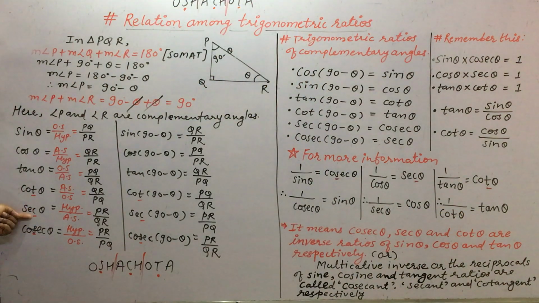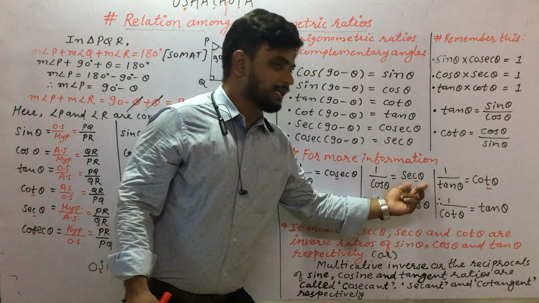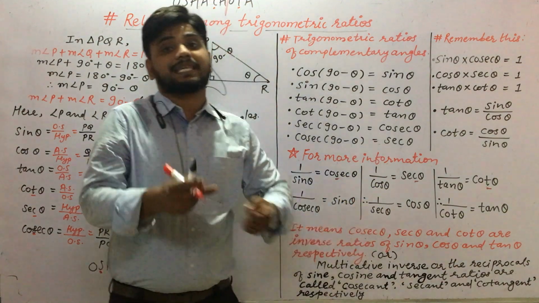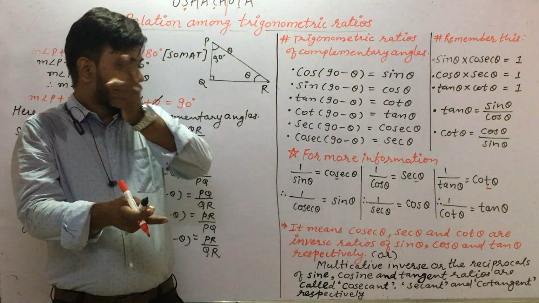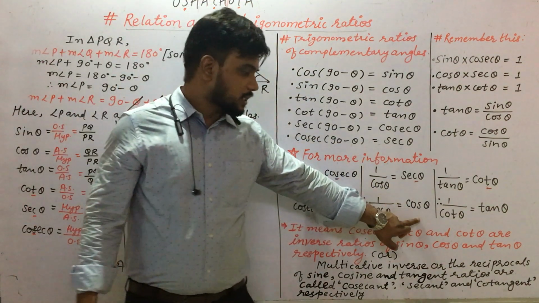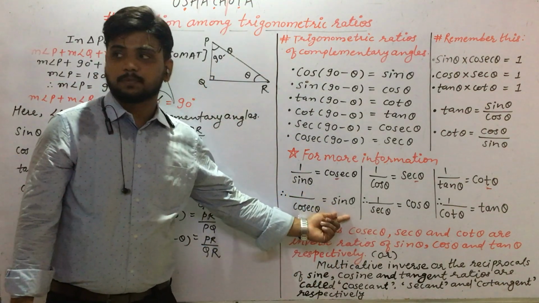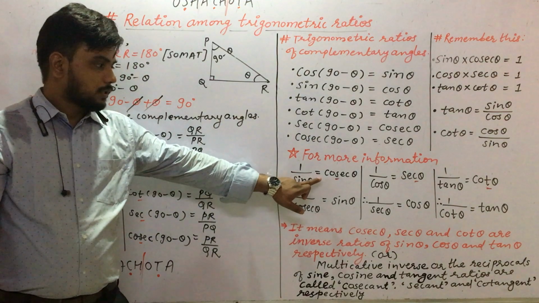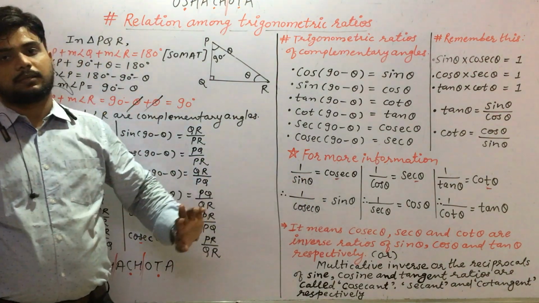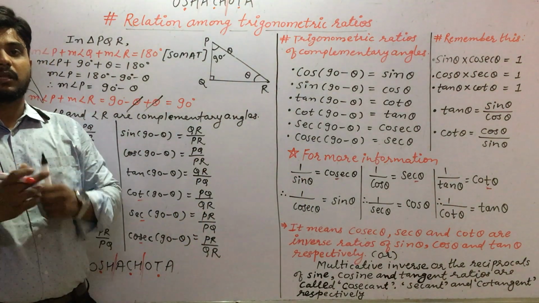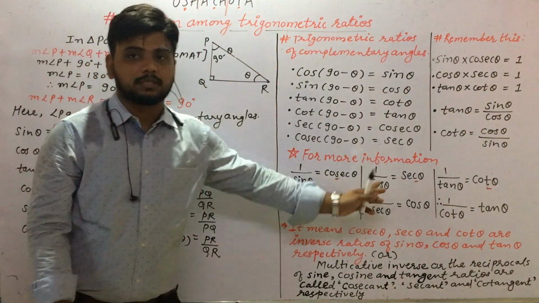Then sec is reciprocal of cos, third letter is C. So we can write sec theta is equal to 1 by cos theta. If sec theta is reciprocal of cos, then cos is also reciprocal of sec, right? And here, sin is reciprocal of cosec, so cosec is reciprocal of sin, right? Similarly, we can remember these things.